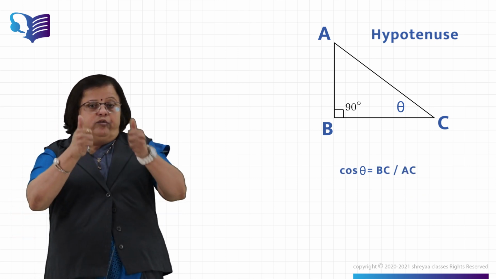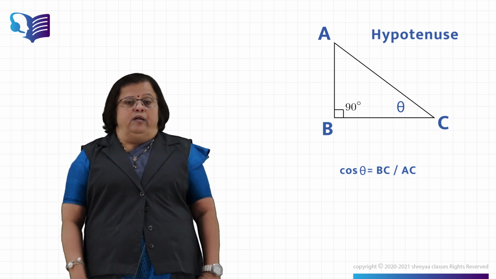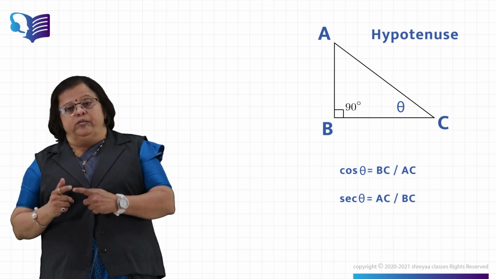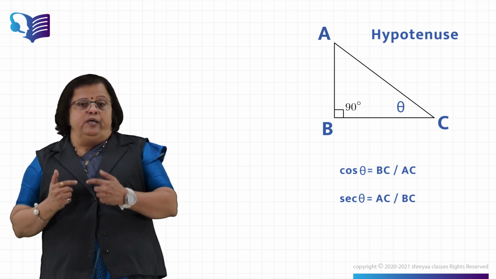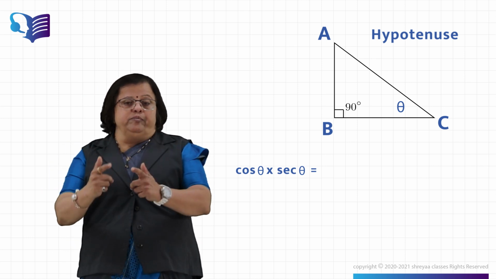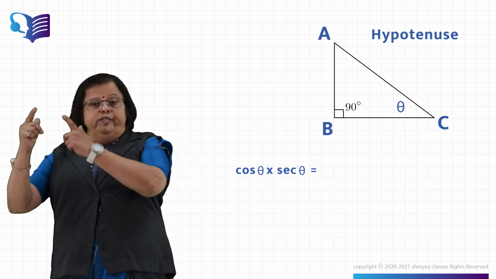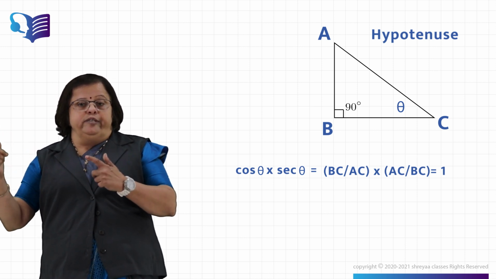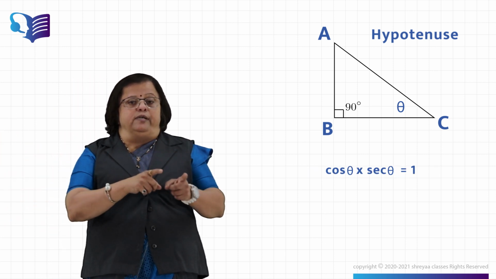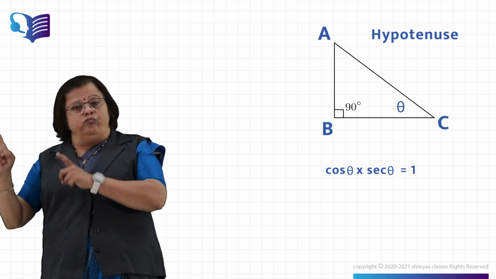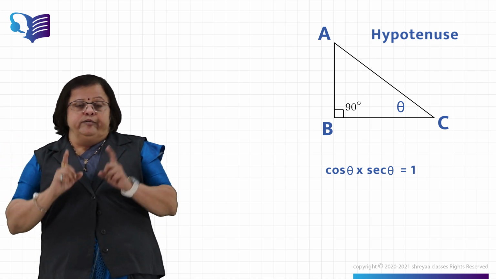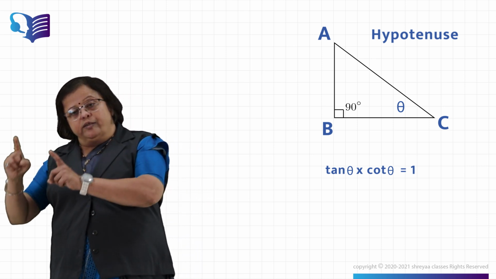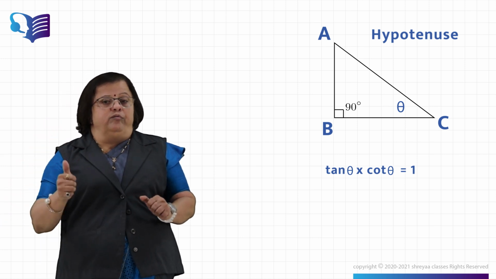Okay. Now let us see cos theta. What is cos theta? Cos theta is BC upon AC. Right? Now what is sec theta? Sec theta is AC upon BC. Multiply. Cos theta multiplied by sec theta is equal to BC upon AC multiplied by AC upon BC. What is the answer? Yes, 1. So cos theta into sec theta is equal to 1. That is the answer. Similarly, we get tan theta multiplied by cot theta is equal to 1. You can find out the answer.